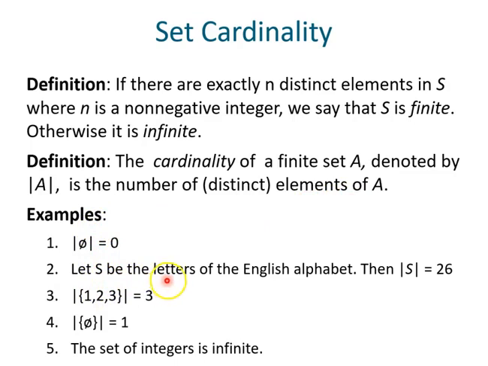Let S be the set of the letters in the English alphabet, then the cardinality of S is 26. The cardinality of the set of the numbers 1, 2, 3 is 3. The cardinality of the set containing only the empty set is 1. The set of integers is infinite.